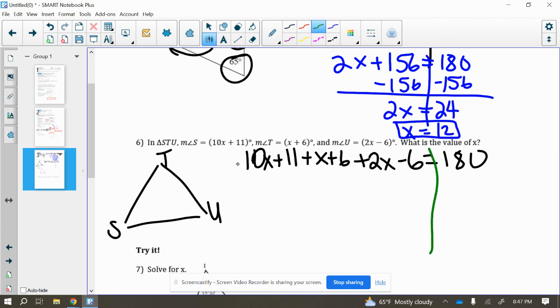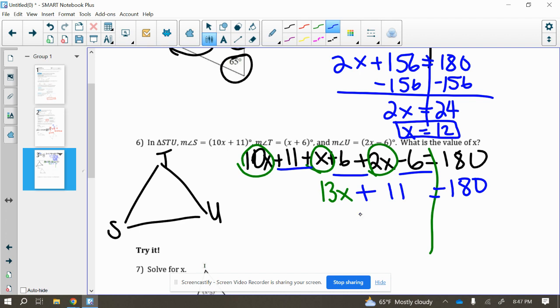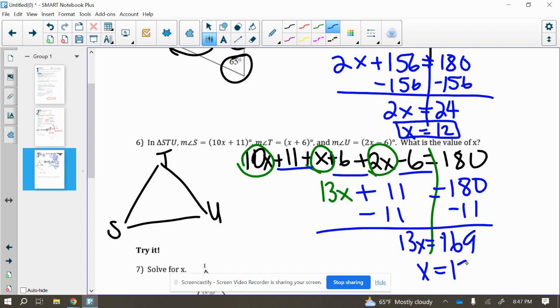Now, before we move across the equal sign, let's condense by combining our like terms on the left. So 10x plus 1x plus 2x are 13x's, 11 plus 6, but minus 6 is actually just 11. And then we can subtract the 11 over to get our x's by themselves and divide by 13. X actually ends up being 13. And again, we know we're done because that's all it wanted us to find. You will occasionally have to plug back in, though, to find S, T, or U.